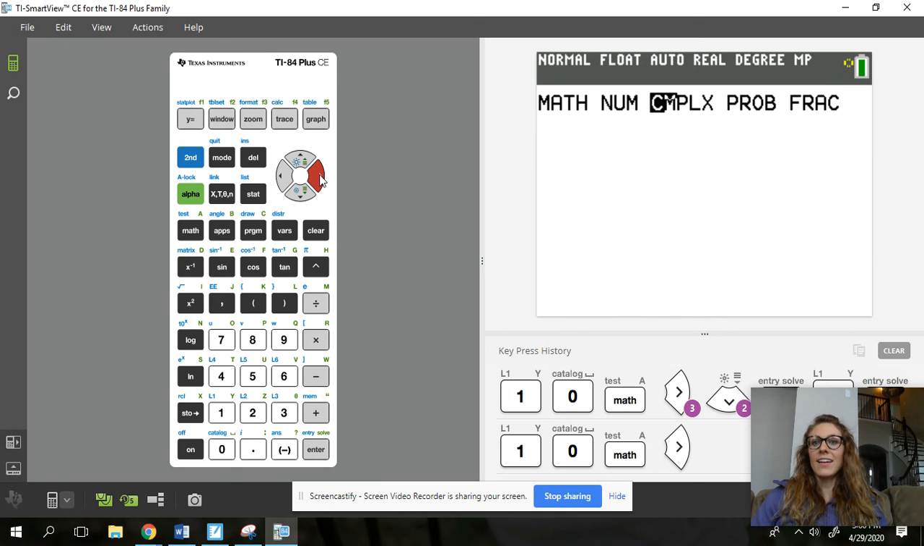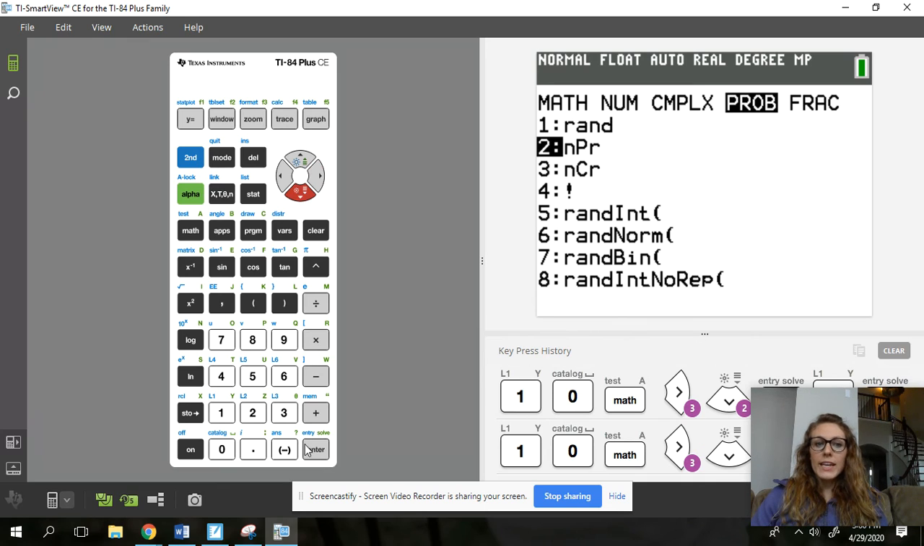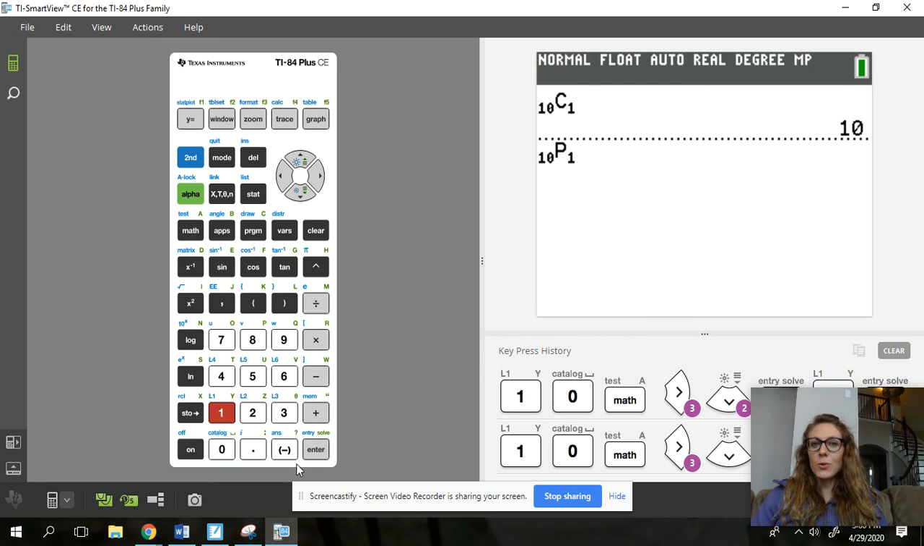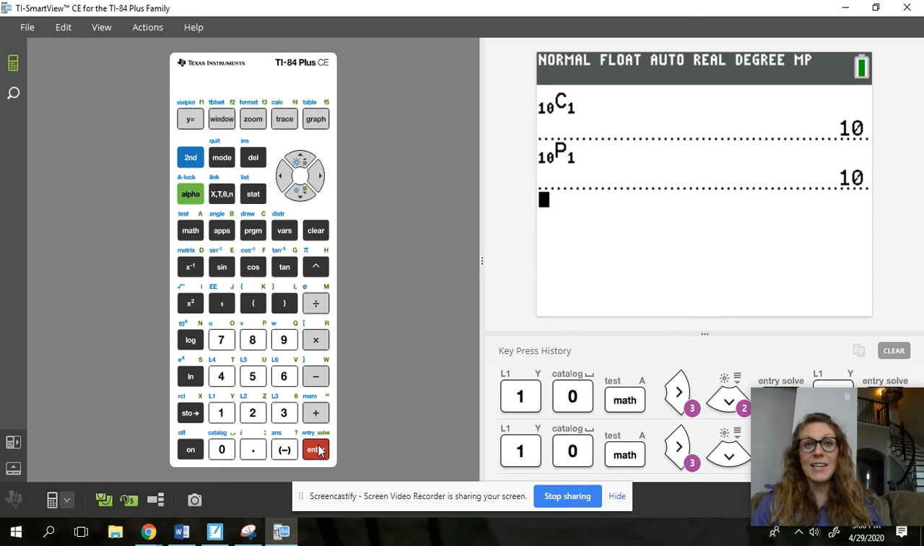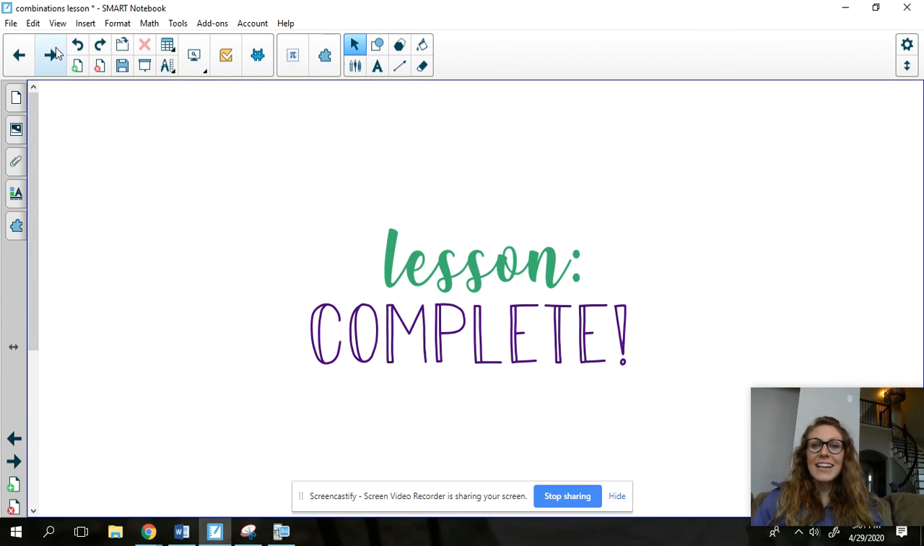But what's interesting is whether we do a permutation or a combination, if you're only selecting 1, you will end up getting the same answer. Because if there's only 1 puppy, there is no way you can rearrange the 1 puppy. So permutations and combinations sometimes do come out to have the same value, and that is when you're only getting to select 1. All right, so that is it for our lesson.